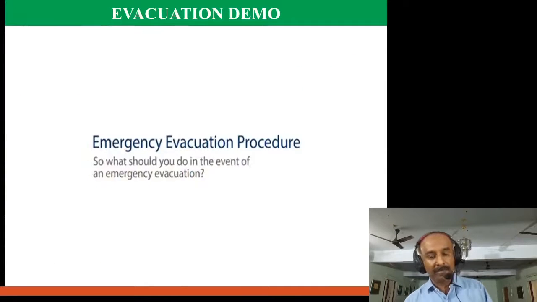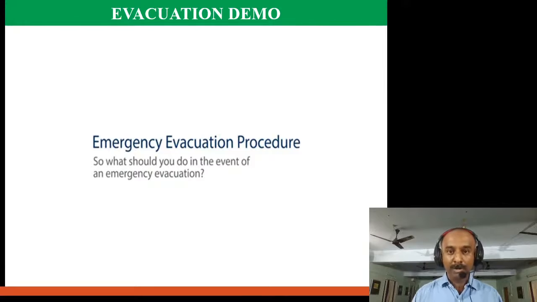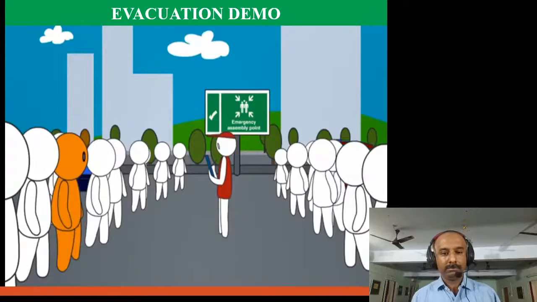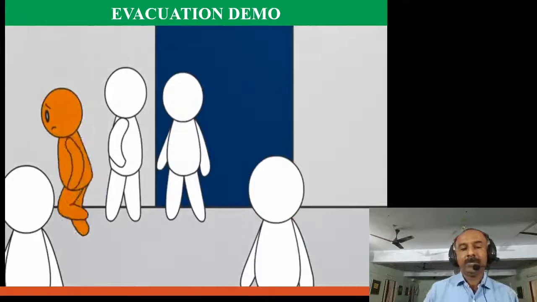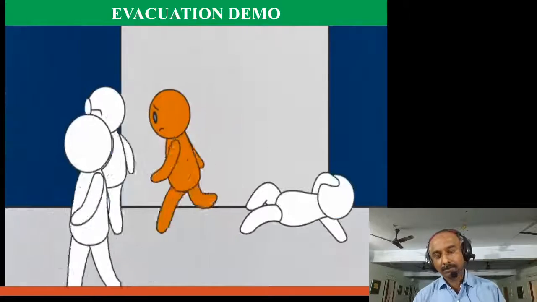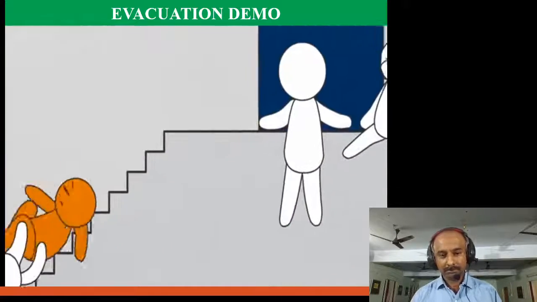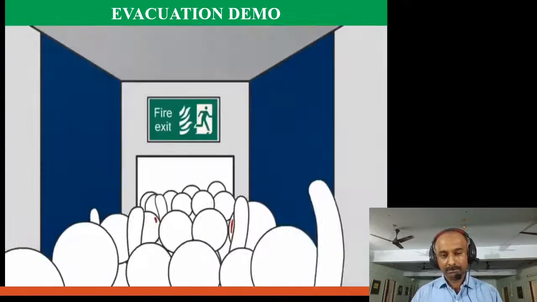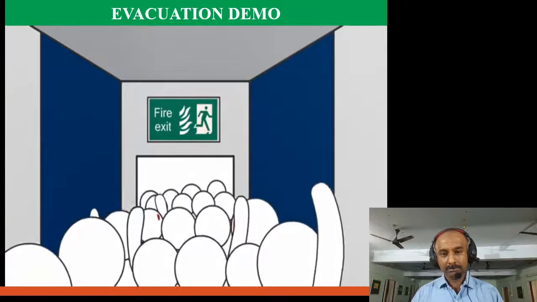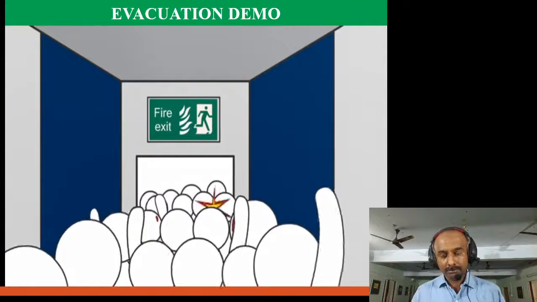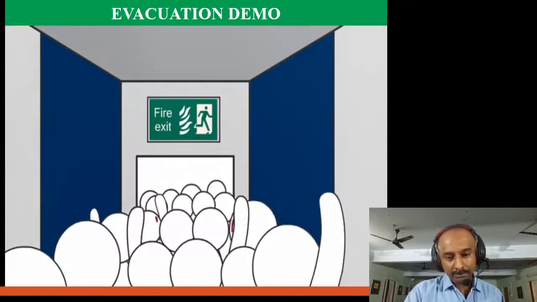So this is one of the evacuation demos. This demo shows what you have to do and what you should not do while evacuating. Carry out a roll call and account for all employees quickly. What should you not do in an emergency evacuation? Panicking during an emergency evacuation can lead to further danger and cause potential injury to yourself and those around you. Do not crowd exit routes. This can slow down the evacuation procedure and cause potential injury to yourself and those around you.